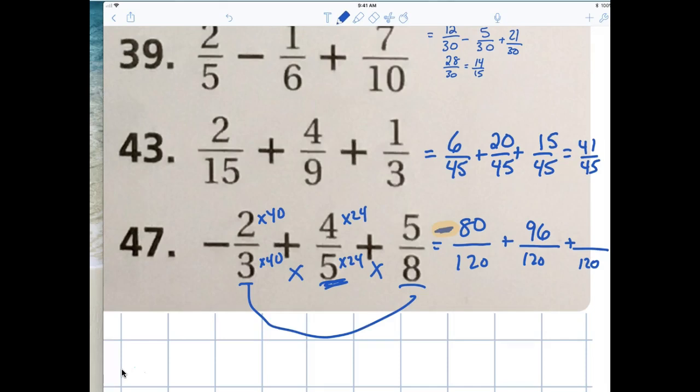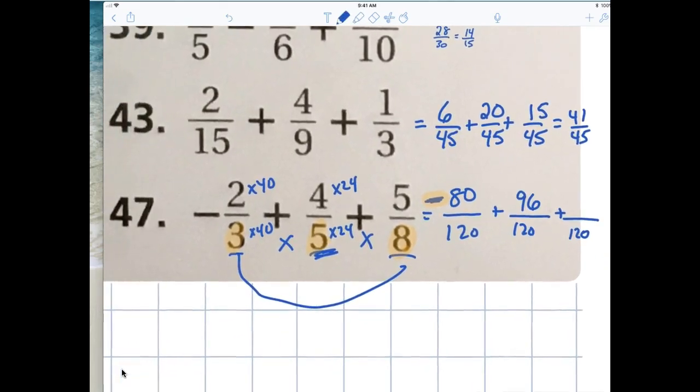Okay, now how many times does 8 go into 120? You should be able to tell me. 15 times, obviously. Now, how did I know that? Because the 8's already there, so the 2 that are missing are the 3 and the 5, or 3 times 5, which is 15. So everybody see that? And then 15 times 5 is? 75. Beautiful.